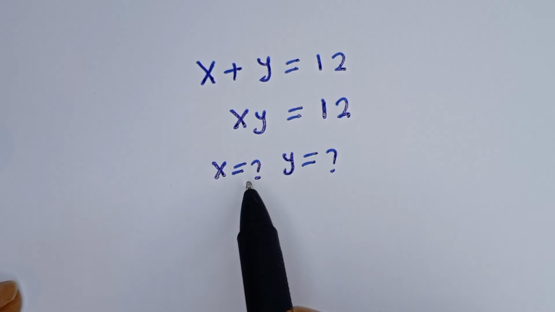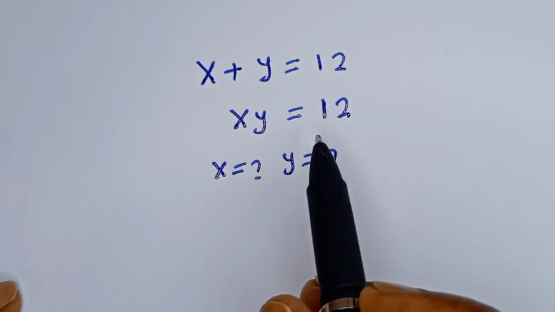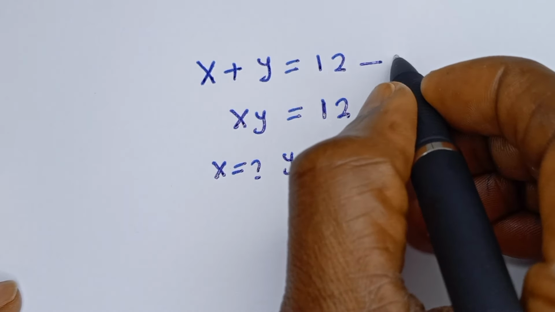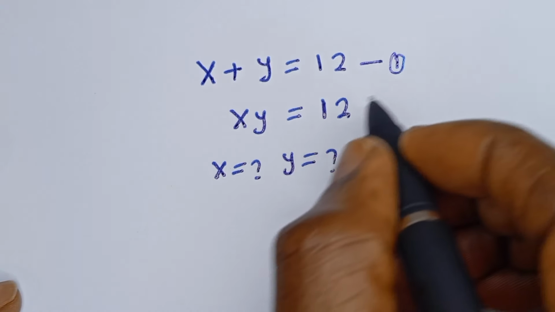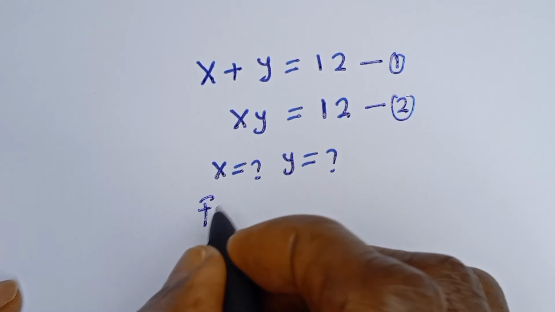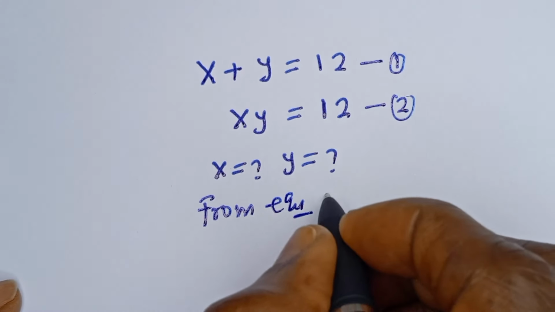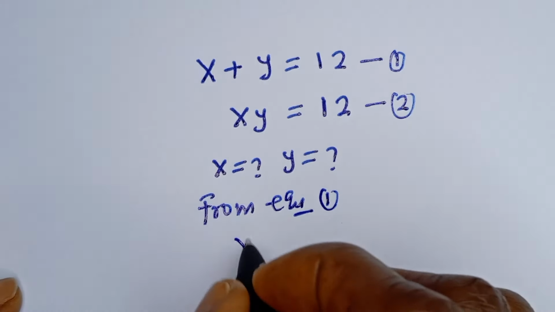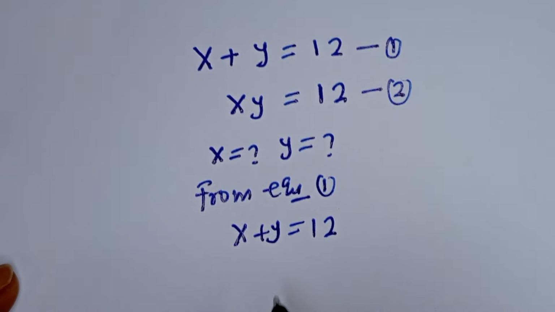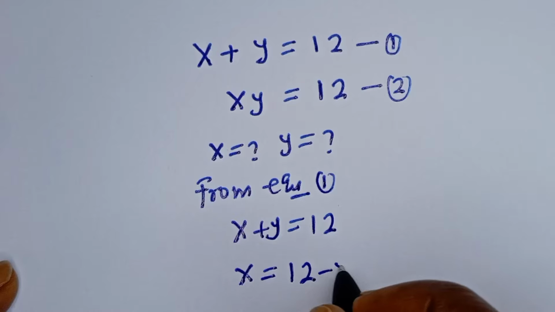Hello, how to solve for x and y in this equation, x plus y is equal to 12, xy is equal to 12. Then from here, x plus y is equal to 12, let's call this equation 1. And xy is equal to 12, let's call this equation 2. From equation 1, x plus y is equal to 12, then x is equal to 12 minus y.